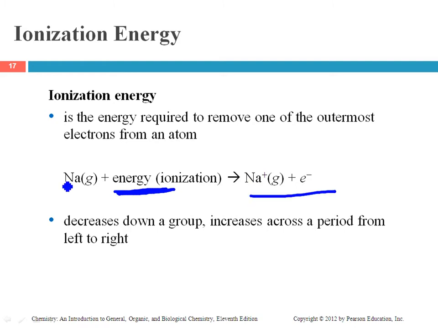So here we have sodium neutral. We remove an electron, which gives it a positive charge because an electron's negatively charged. So if you remove it, then it's going to become more positively charged. So this trend, the ionization energy decreases down a group, but increases across a period.